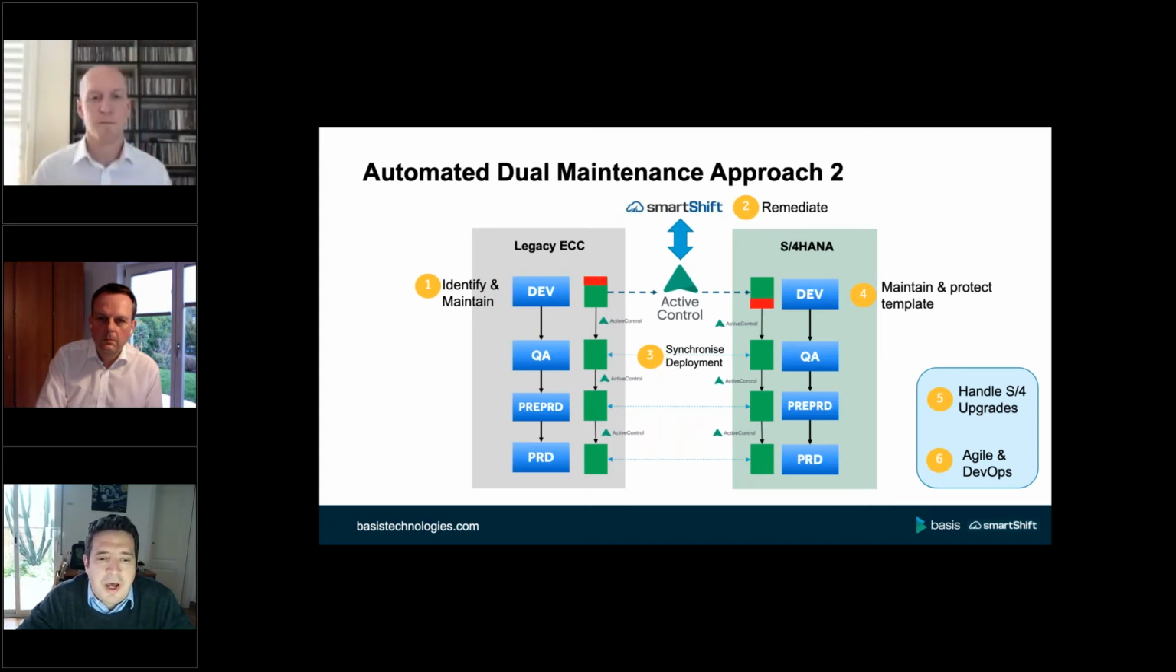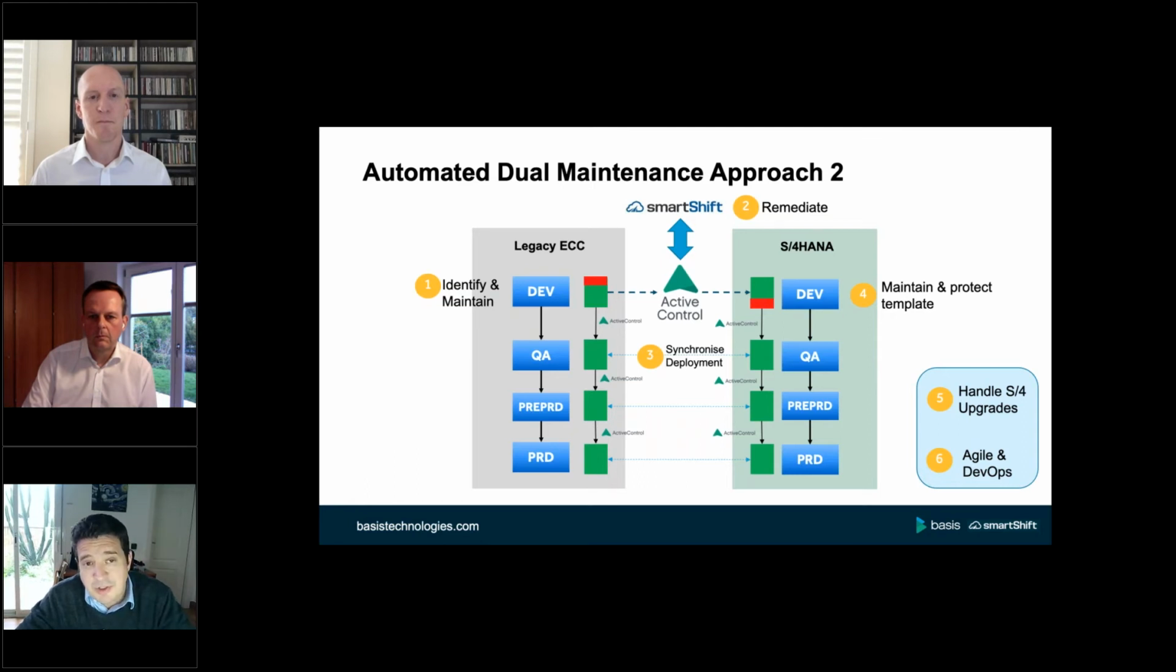And in this case, what could also make sense is a scenario in which, as soon as the development has been completed on the ECC side in the development system, it is immediately tagged for dual maintenance, and it immediately goes through a similar process as we were reviewing on the previous slide. But what could then be appropriate is a synchronized deployment to ensure that these changes go through into the respective ECC and S4 QA, pre-prod, or prod systems at the same point in time.